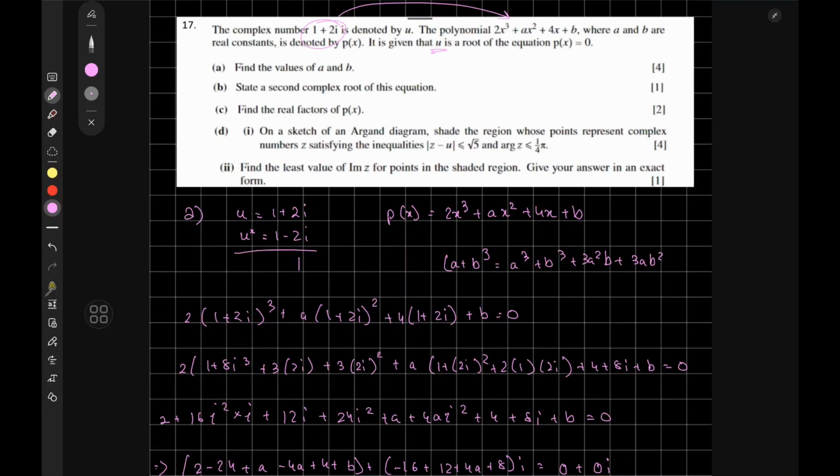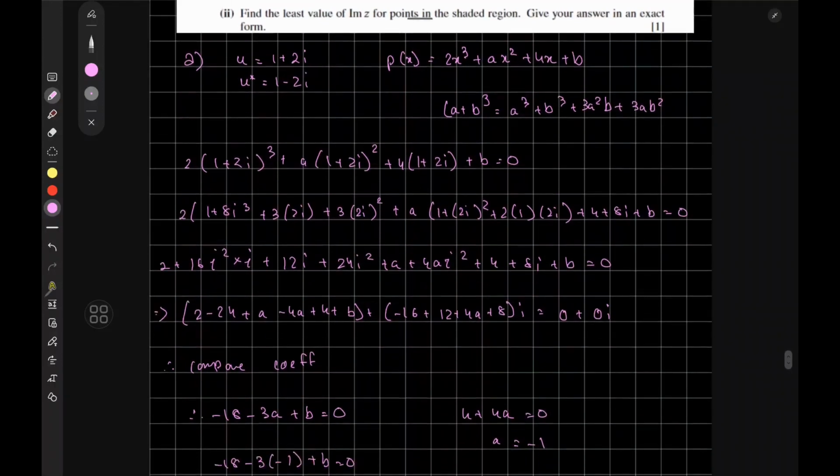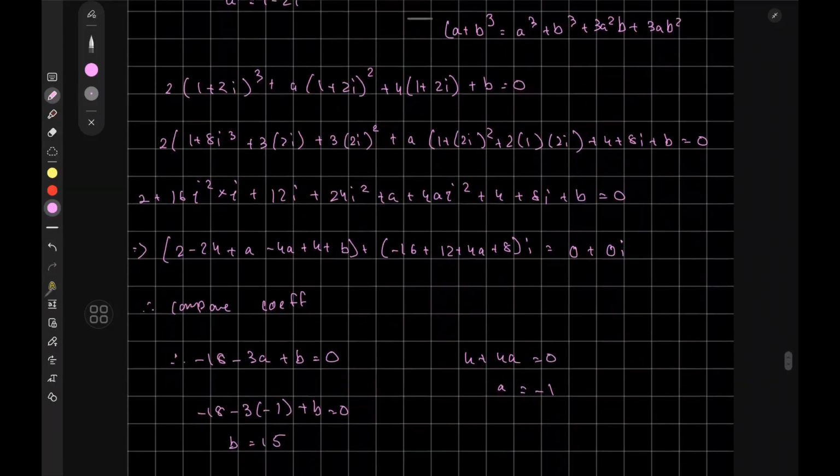So don't plug in the conjugate expression. Plug in the main complex number. After you plug in the complex number 1 plus 2i, you're going to see that after simplifying everything, let's come to this step and understand what's happening.